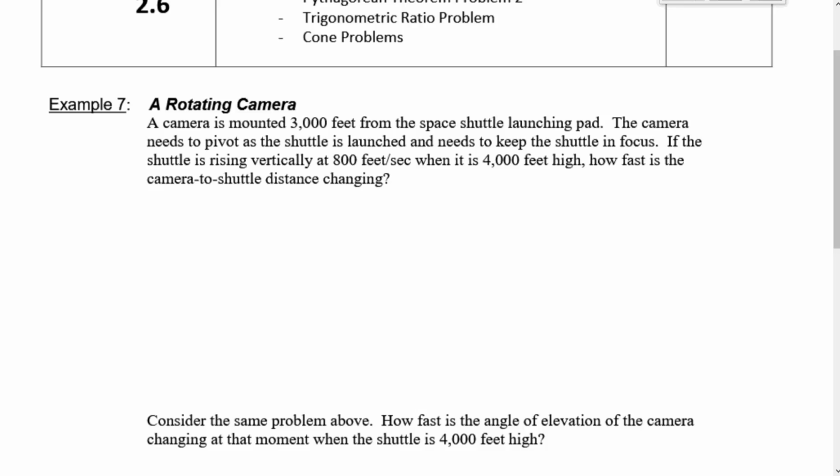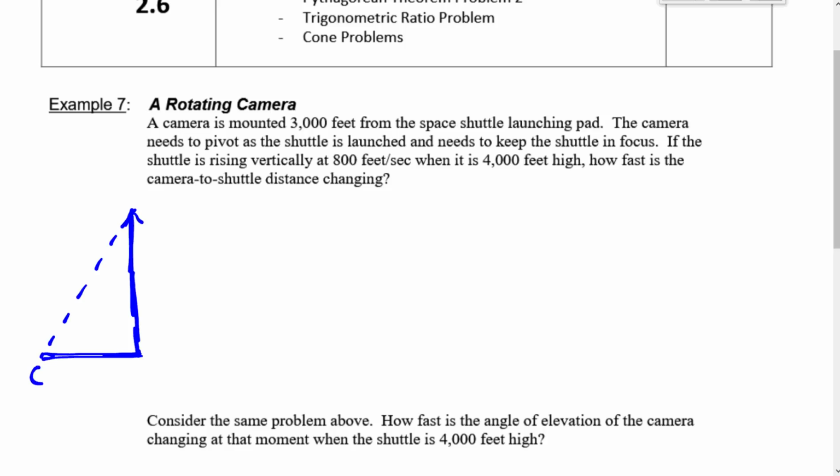Okay. All right, we're going to look at example 7, the rotating camera problem. The camera is mounted 3,000 feet from the Space Shuttle launching pad. So the first thing we're going to do is draw a picture of this. All right, so you've got the ground here. You've got your Space Shuttle, he's running up there. And then you've got the distance there.